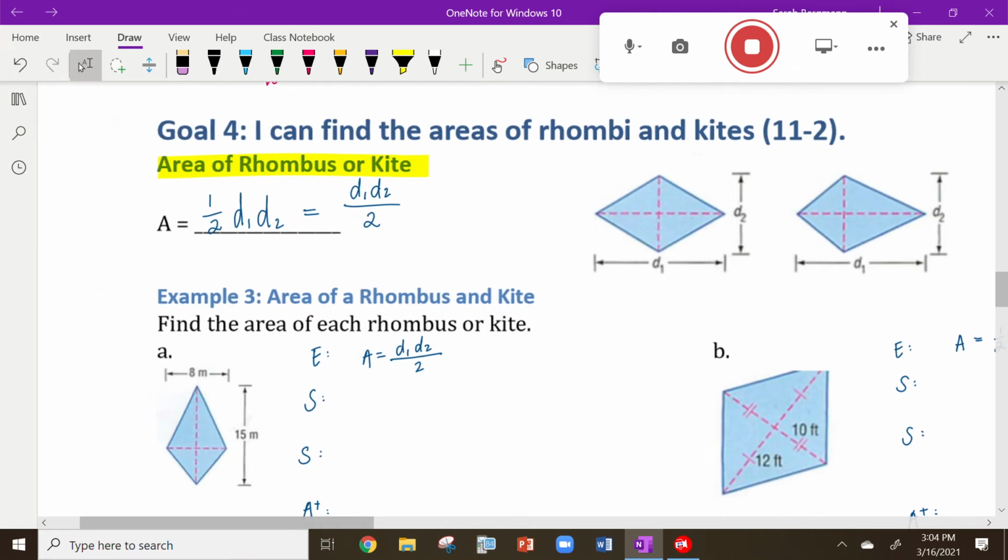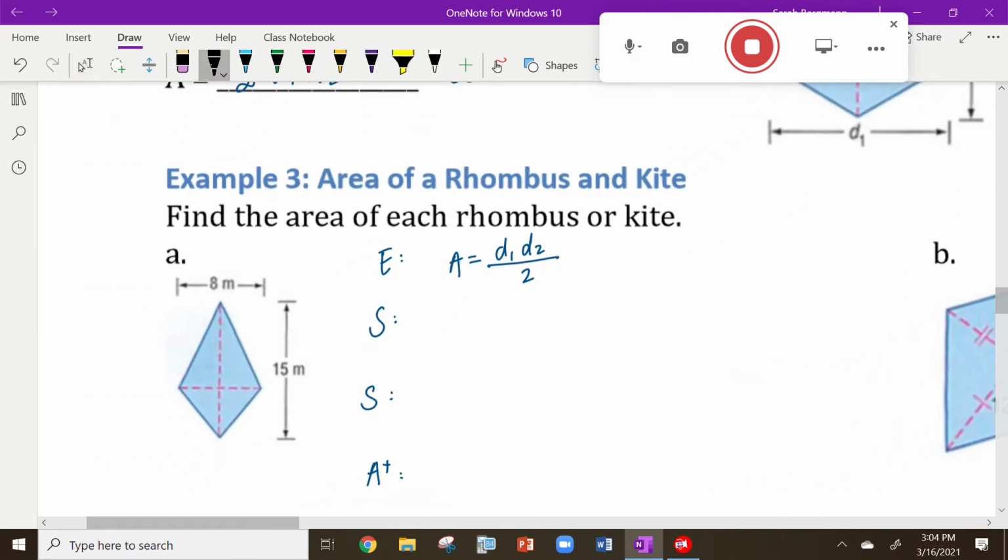Let's do an example together. Find the area of each rhombus or kite. This figure shown is a kite. I know the first diagonal is 8 meters. The second diagonal is 15 meters. So my equation, A equals D1 times D2 over 2. Substitute. D1 is 8. D2 is 15.